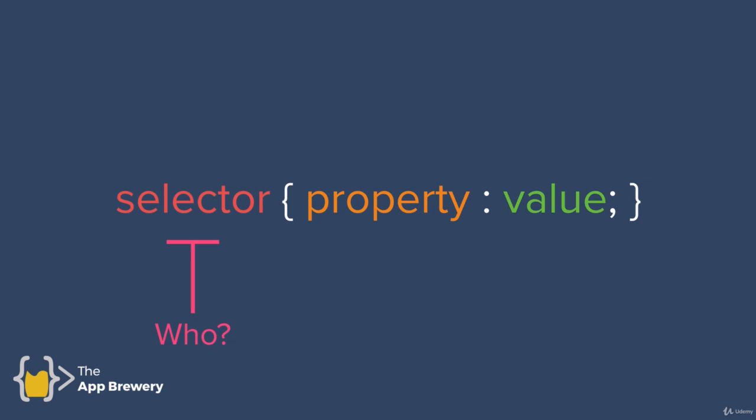And the next part is the property, and this is the what. What about that H1 do you want to change? Is it the background color? Is it the text color? Is it its position? And finally, we've got the value, and that is the how.